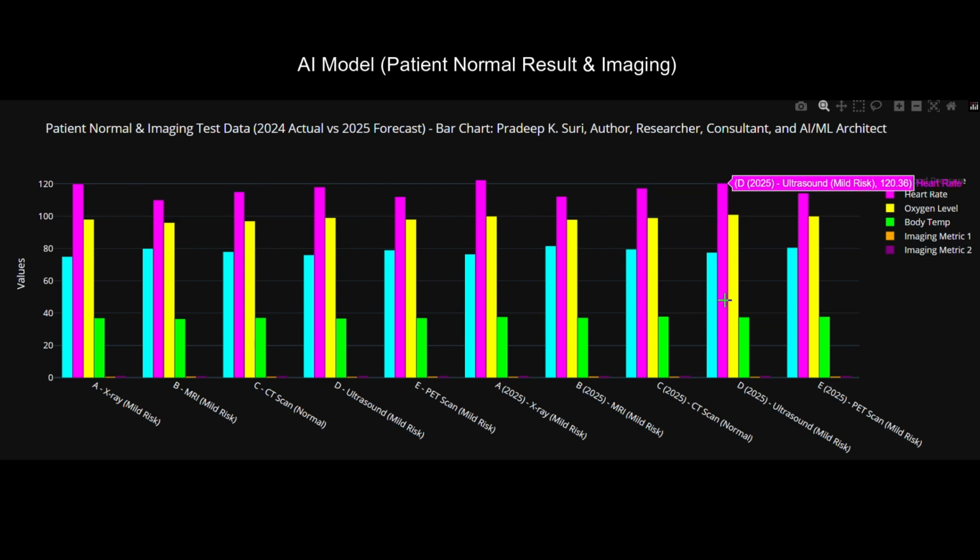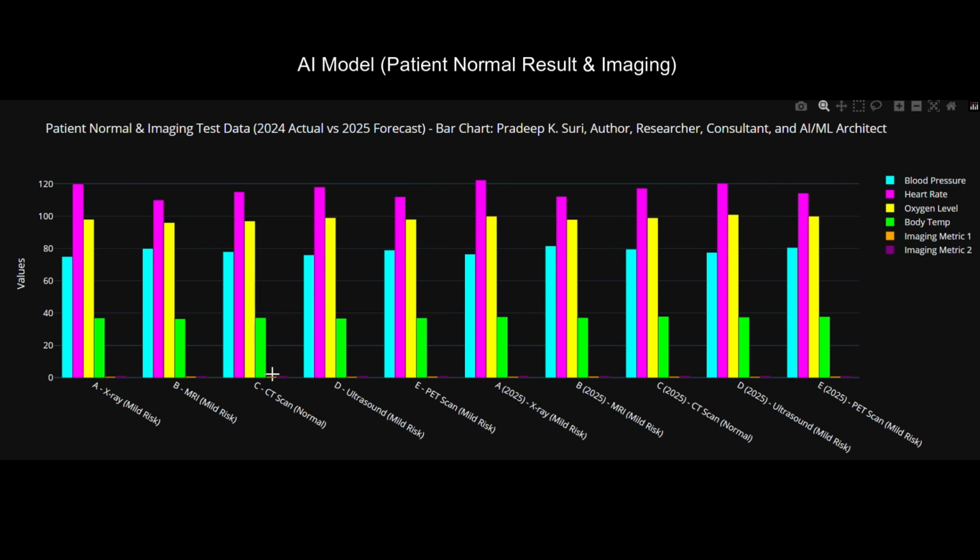Here's how the program can be adapted for real-world usage. Steps to use with actual data. 1. Replace synthetic data with real patient test data. Instead of generating synthetic values using NumPy, integrate the actual test data from hospital records, wearable health devices, or imaging system reports. Ensure that the real-world dataset includes values for blood pressure, heart rate, oxygen level, body temperature, and imaging metrics.